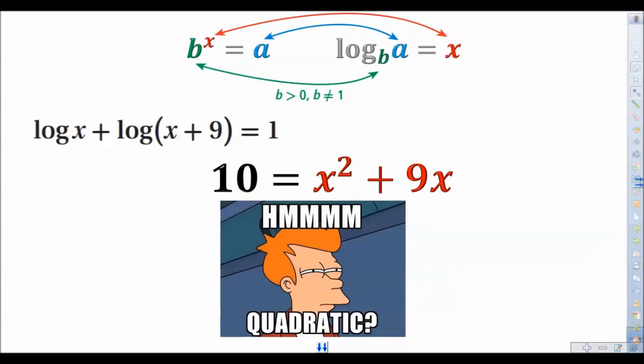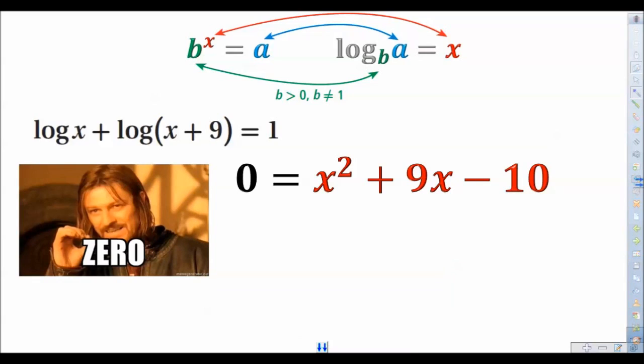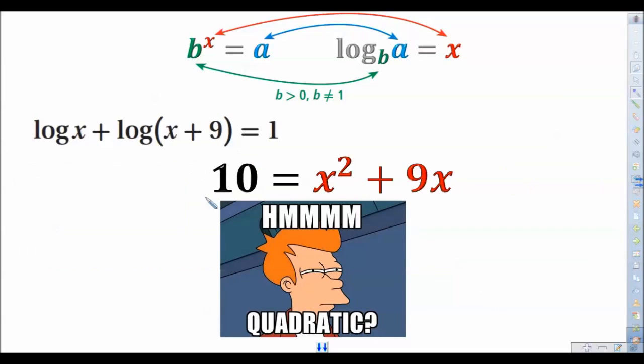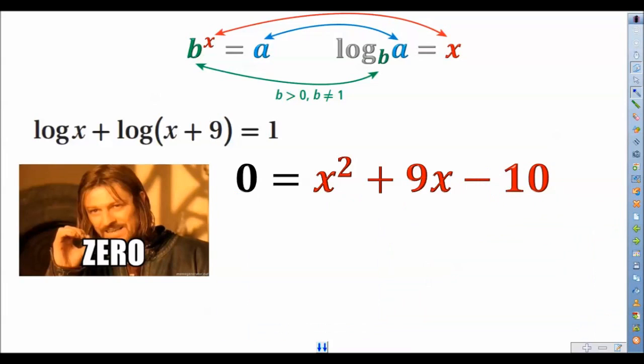How do I solve this quadratic? Oh yeah, set it equal to 0. Thanks, Boromir. So if I set that thing equal to 0, remember that's positive 10, I got to subtract 10 from both sides. And Boromir tells us setting it equal to 0. There we go. So now what do we do?